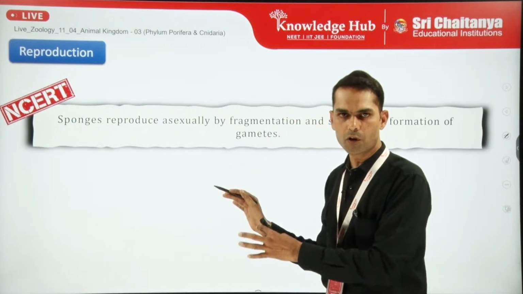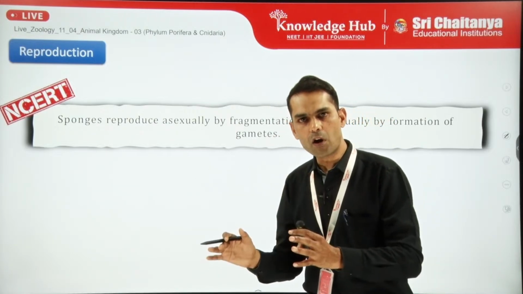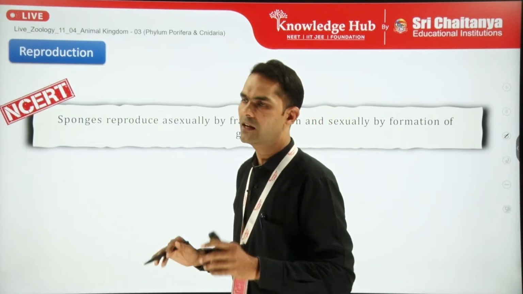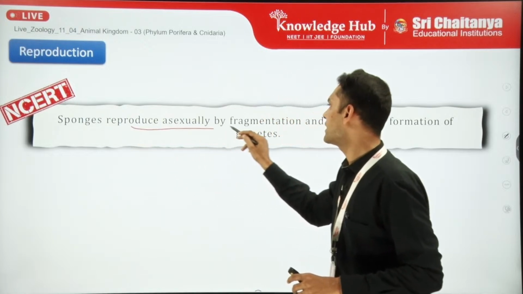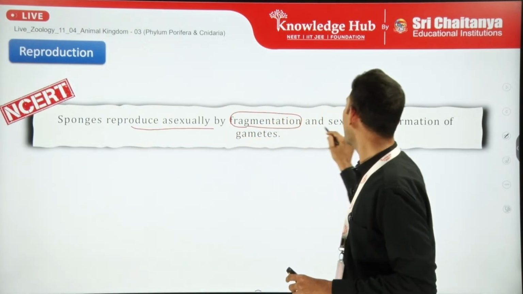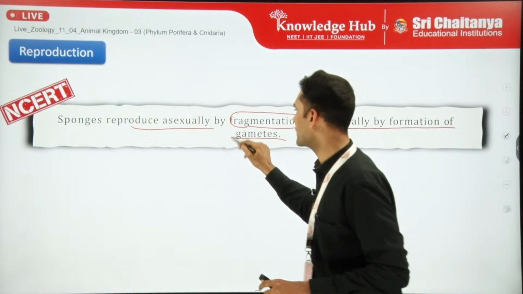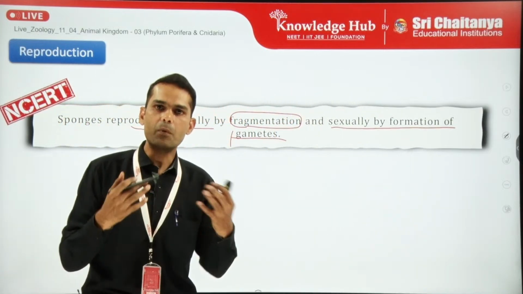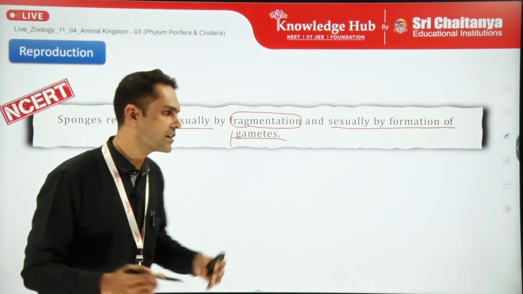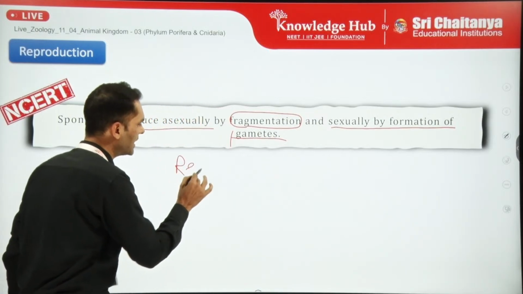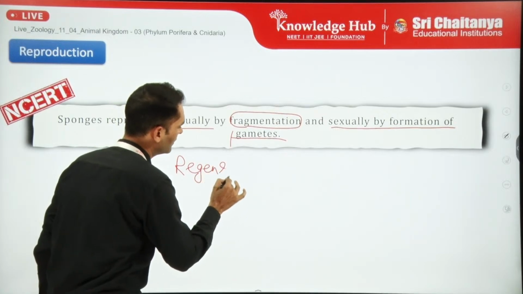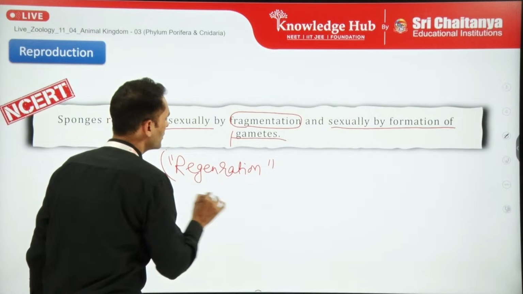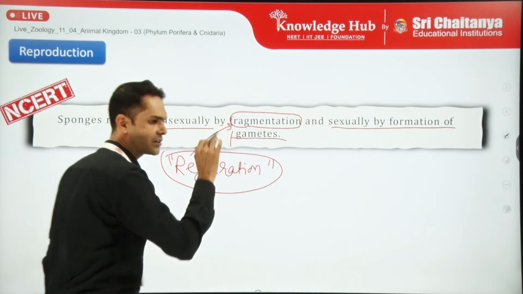Now if you see the reproduction method, the phylum Porifera reproduces both asexually as well as sexually. Sponges reproduce asexually by fragmentation and sexually by formation of gametes. One more point I would like to add: sponges also have a great regeneration power. When I say regeneration power, I am more or less talking about fragmentation also.